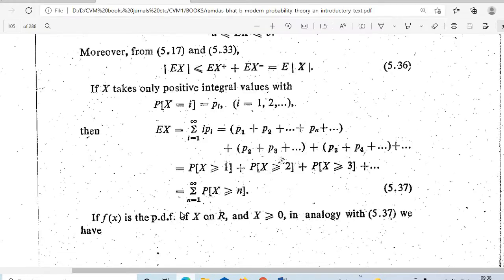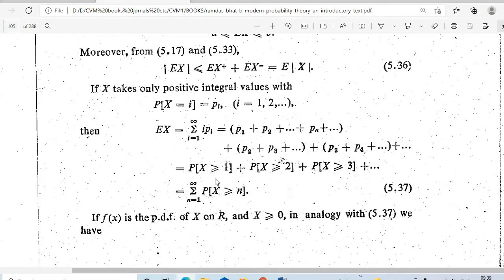So that is given here, p1 plus, so this is actually p1 plus p2 plus etc. That is p of x greater than or equal to 1. That is the x value takes 1, 2, 3 etc. So we can write it as p of x greater than or equal to 1. The second term is starting from the second x value, that is p2 plus p3 plus etc. So it is nothing but p of x greater than or equal to 2. The third bracket starts from the third term. So p3 plus p4 plus etc. That is p of x greater than or equal to 3 plus etc.